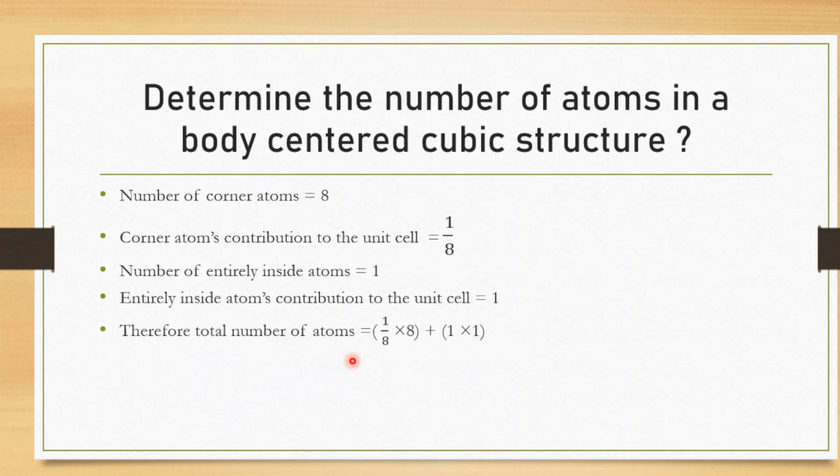Therefore, total number of atoms equals 1 by 8 multiplied by 8 plus 1 multiplied by 1. Number of entirely inside atoms equals 1 and it should be multiplied by 1, and the answer is 2.